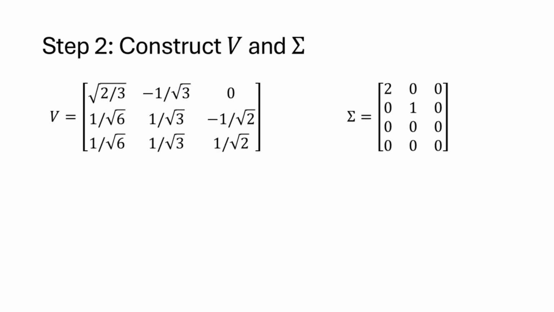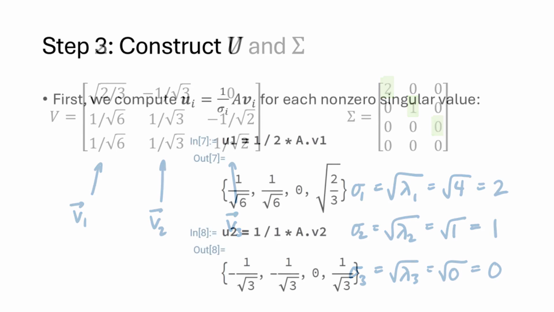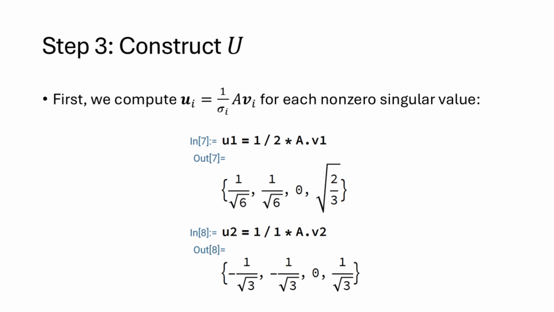So those 3 vectors are the columns of V, and the not quite diagonal matrix sigma has the same shape as the original matrix A, which was 4 by 3, and its diagonal entries are the singular values, which again, remember, are the square roots of the eigenvalues that we found. So there's V and there's sigma. All that's left to do is to compute U. So first we compute ui is 1 over sigma i times Avi for each non-zero singular value. We had 2 non-zero singular values. Sigma 1 was 2 and sigma 2 was 1, so that gives us the vectors u1 and u2 here.